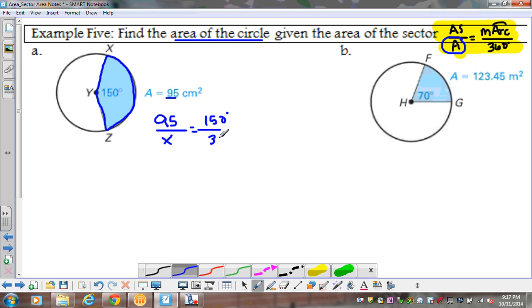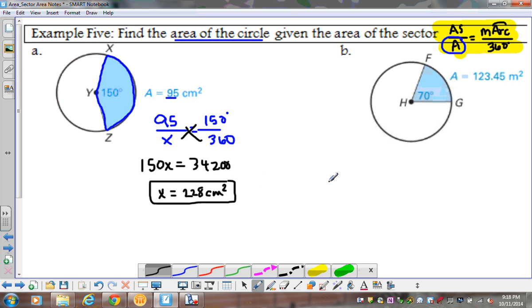So 150 over 360. Once again, we're going to cross multiply. So 150 times x, that's 150x, equals 360 times 95, which gives me 34,200. If I divide that by 150, I get that the area of my circle is 228 centimeters squared. So the area of my sector was 95 square centimeters, which I put in my numerator. I was looking for the area of my circle, which is in the denominator. Cross multiply and solve to get the area of the entire circle is 228 centimeters squared.